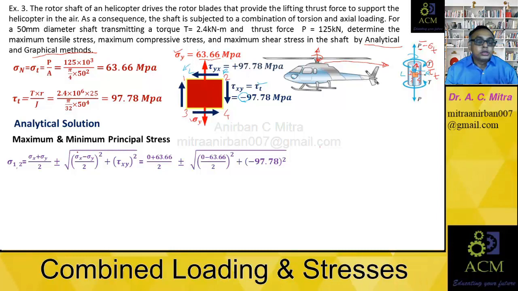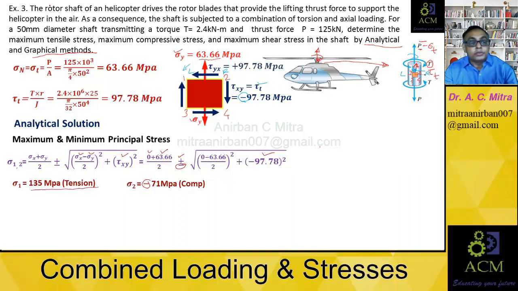So first, sigma x is 0, sigma y is plus 63.66, tau xy is negative 97.78, and the final value, when you consider positive, the answer is coming 135 megapascal, that is, a positive value means tension. When you consider the negative value here, it will come to negative 71 megapascal. That means it will be the compressive type of loading. So that's why they ask you the maximum tensile stress, the answer is 135 megapascal. Maximum compressive stress, the answer is 71 megapascal.